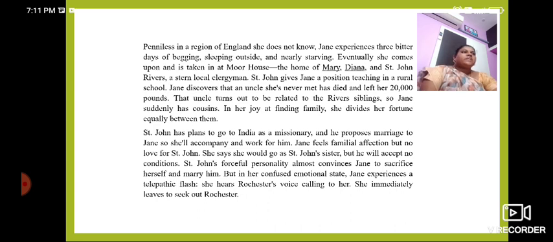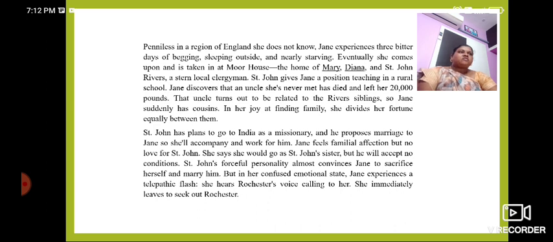St. John gives Jane a position teaching in a rural school. Jane discovers that an uncle she has never met has died and left her over £20,000. That uncle turns out to be related to the Rivers siblings, so Jane suddenly has cousins. In her joy at finding family, she divides her fortune equally between them.